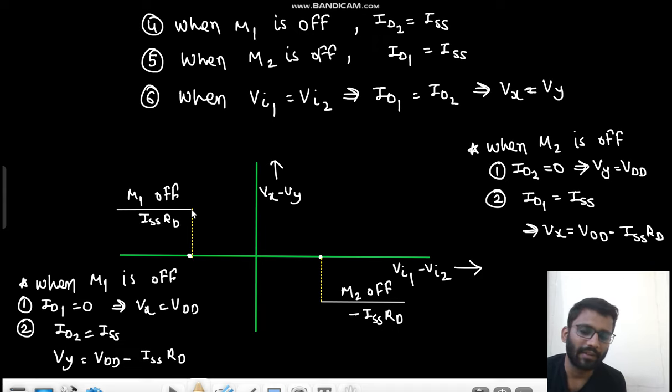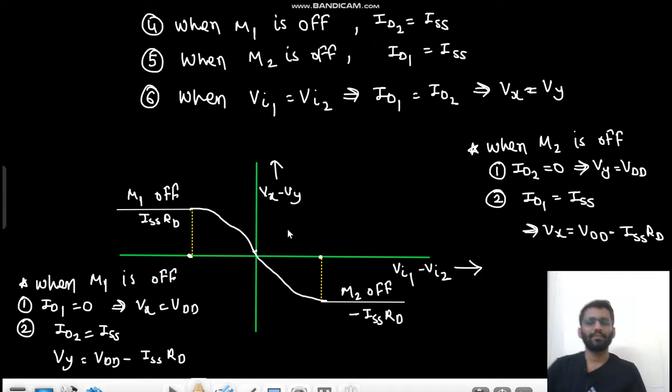And in between, the curve goes like this. Now it will take me a long time to draw this, so I have to pause the video. Okay, that looks fine. Yeah, so this is how the curve goes.